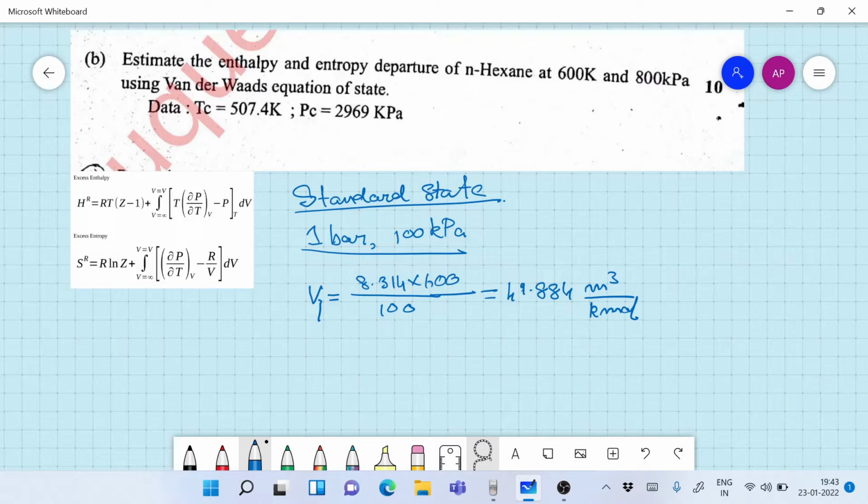Right? Now the only thing we need to know is del P by del T, Z, and the volume at 800 kilopascal and 600 Kelvin. Now the volume at 800 kilopascal and 600 Kelvin is calculated using the van der Waals equation of state, right? So we write it down. The van der Waals equation of state in its cubic form is PV cube minus (BP plus RT) V square plus AV minus AB is equal to 0.